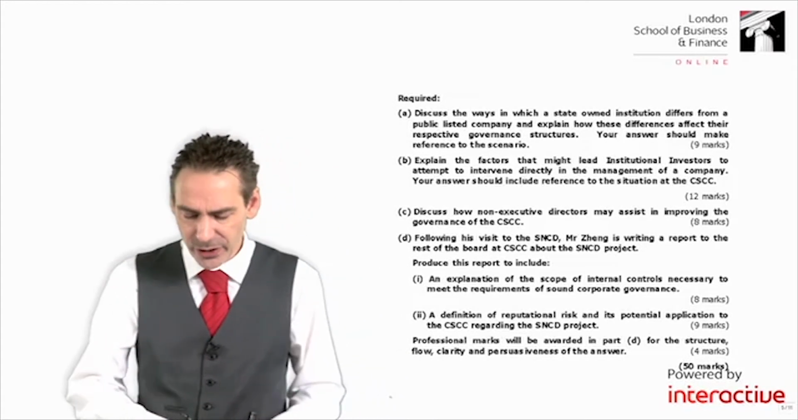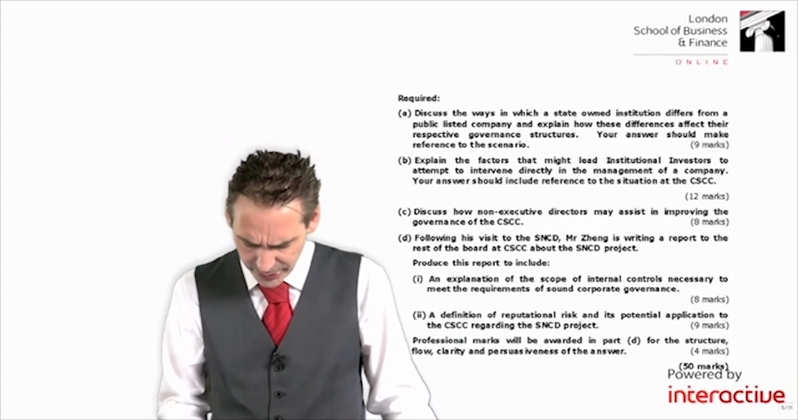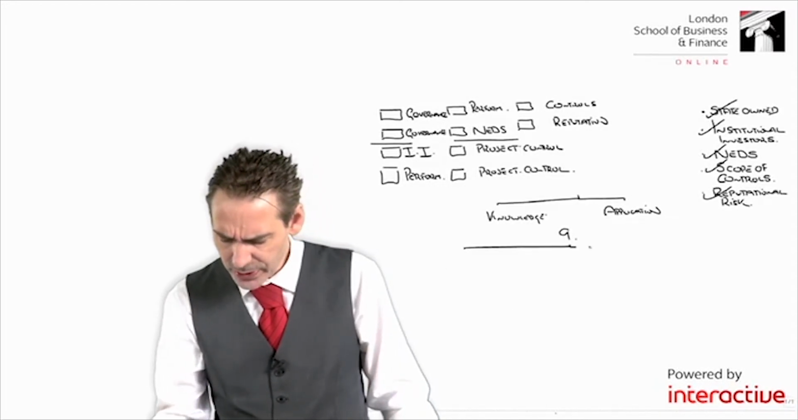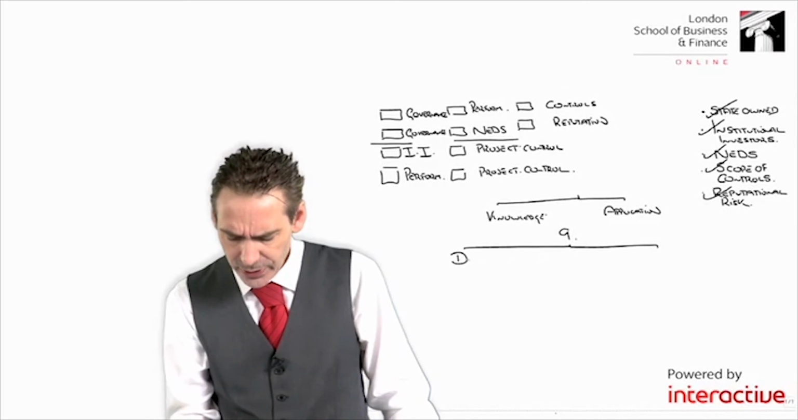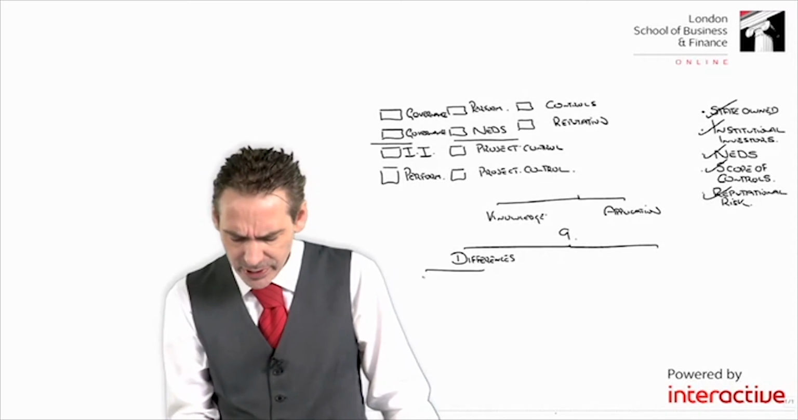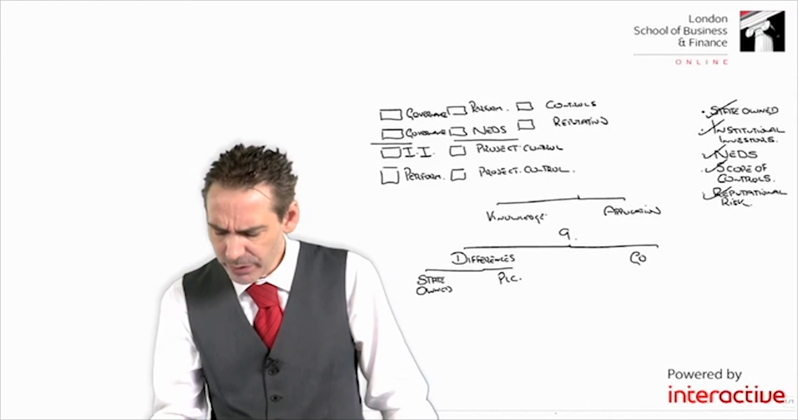But anyway, just focusing on the question, there are two questions that are being asked there, aren't there? I duly note that it's 9 marks that are available to us, so there are two sections to the answer. One of them asks you to think about the differences between this state-owned institution and an organisation which is a PLC. And secondly, it asks you to reflect on the differences in relation to their governance structures.